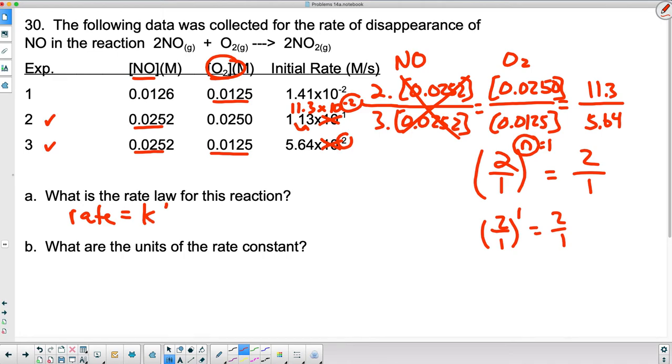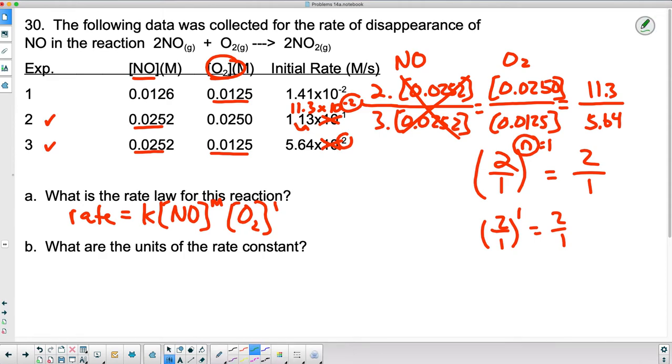So I've got k, NO to the m, and I'm not sure what this one is, that's an m, but I do know what O2 is. And O2 is 1, like that. So let's find NO then, and I'm going to do that in green.